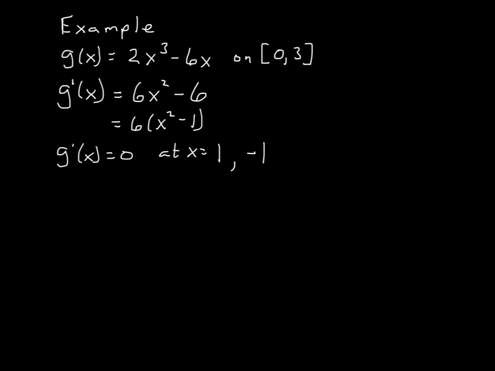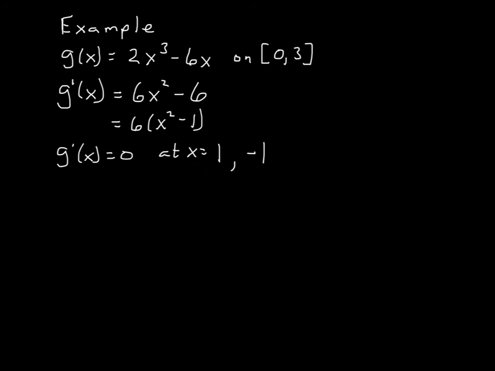Okay, in this case, I go through and take the derivative. I find g prime of x, just by application of the power rule, is going to come out to be 6x squared minus 6. Pulling out that factor, I get 6 times x squared minus 1. And I can say that g prime of x is equal to 0 when x equals 1 and negative 1.